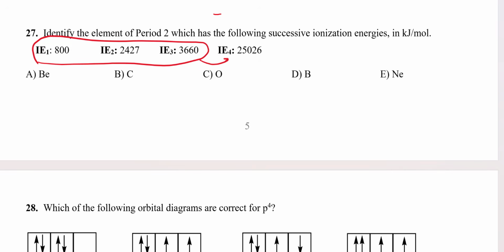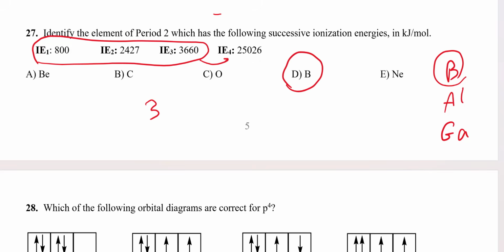So based on this logic, our element should belong to group 3 because after removing the third electron, we have a big jump in ionization energy. So group 3 is boron, aluminum, gallium, and so on. The element in the second period is boron, B. So the answer is D.